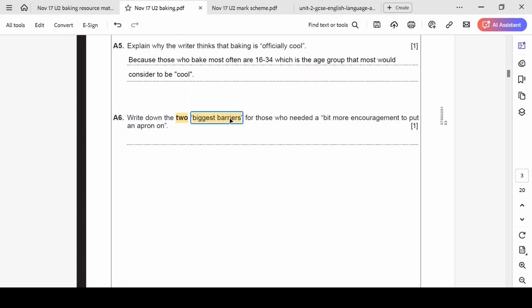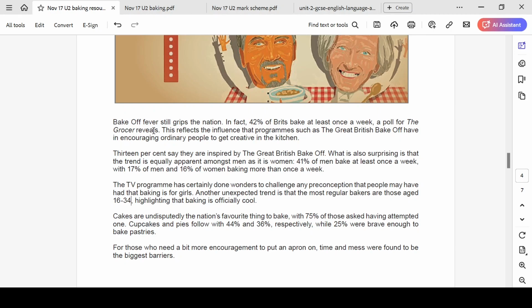Biggest barriers is a quote, which means I can use that to scan through the resource material and find the relevant bit of the answer, hopefully more quickly. And I can also scan for a bit more encouragement to put an apron on. So when I go to the resource material, I can just look for those words, bit more encouragement or biggest barriers, rather than having to read the whole thing word for word. And here we go, bit more encouragement, biggest barriers. So I know this bit is the relevant part.